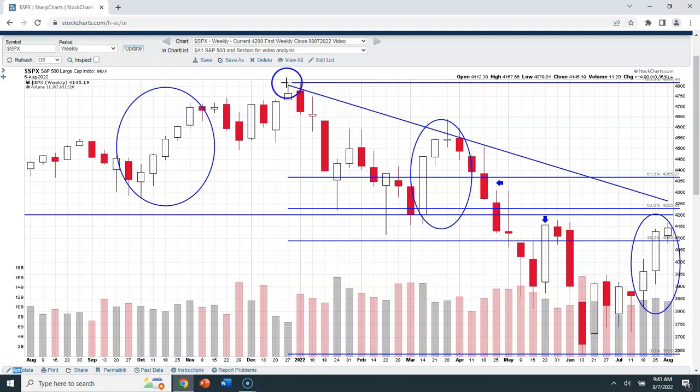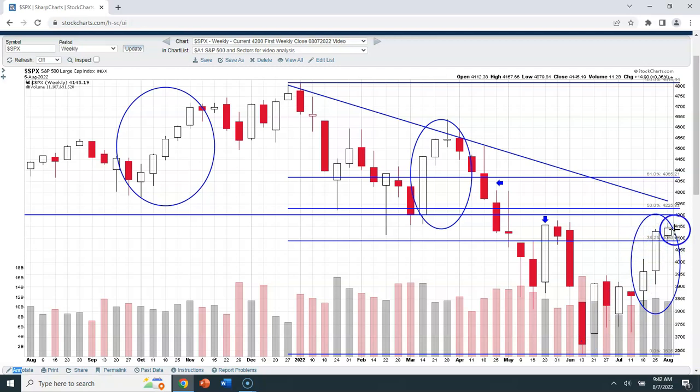So again, here's where we drew the Fibonacci. You can see the numbers over here on the side, but where we peaked at the beginning of January, January 4th, to where we bottomed intraday on June 17th, that is 100% of the move. Well, if we look at where we're at right now, we've retraced a little bit more than 38.2.